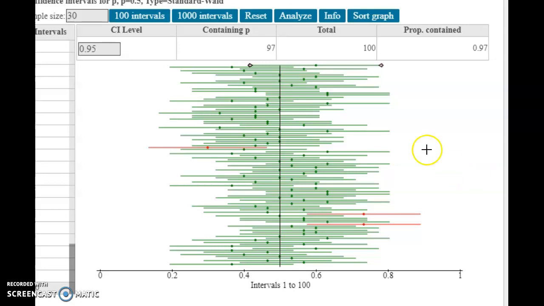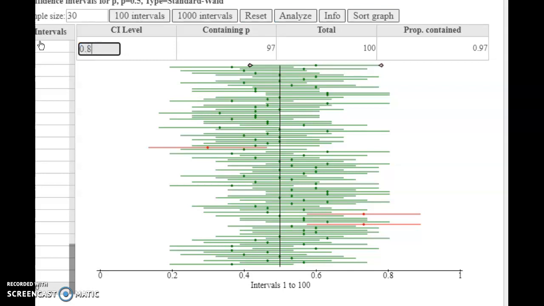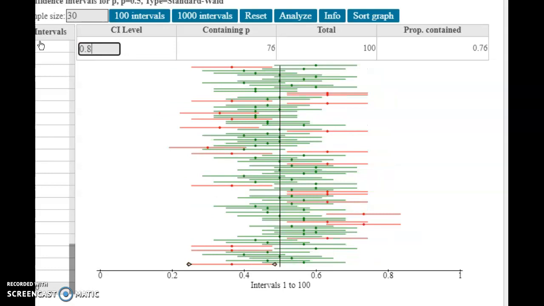Another thing I want you to pay attention to is what happens when I change my confidence level. Let's say I change this to 80%, so instead of 95%, I want to capture 80% of the data. You can see that two things happen. My confidence intervals get smaller. You can see the lines are much, much smaller.